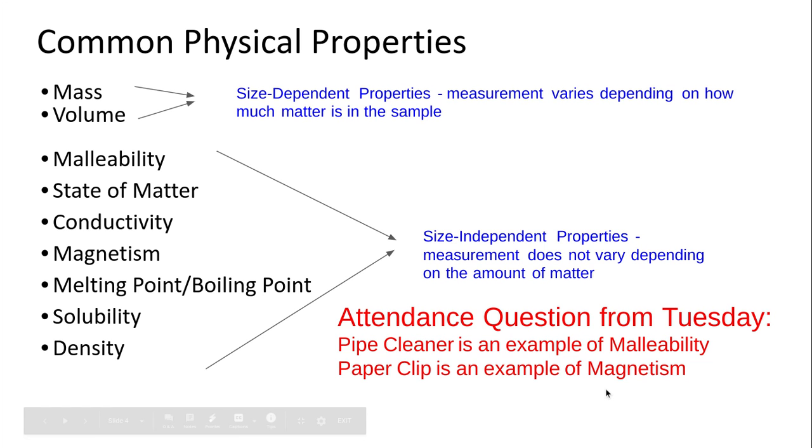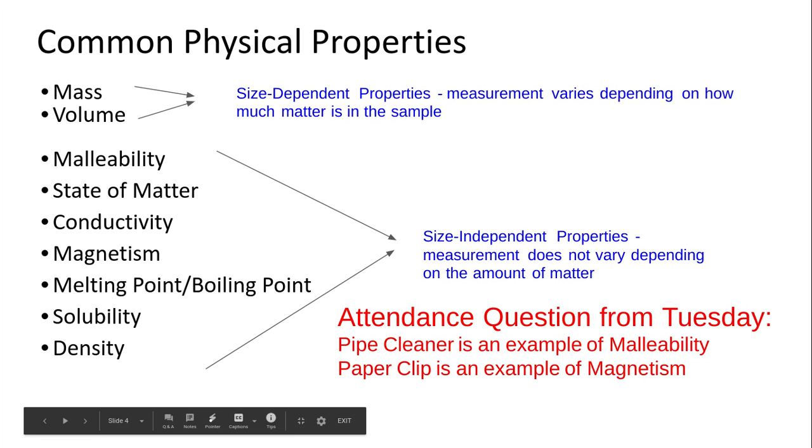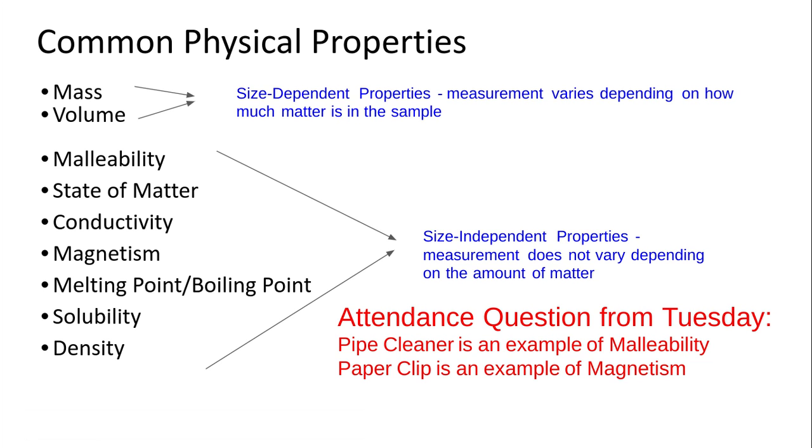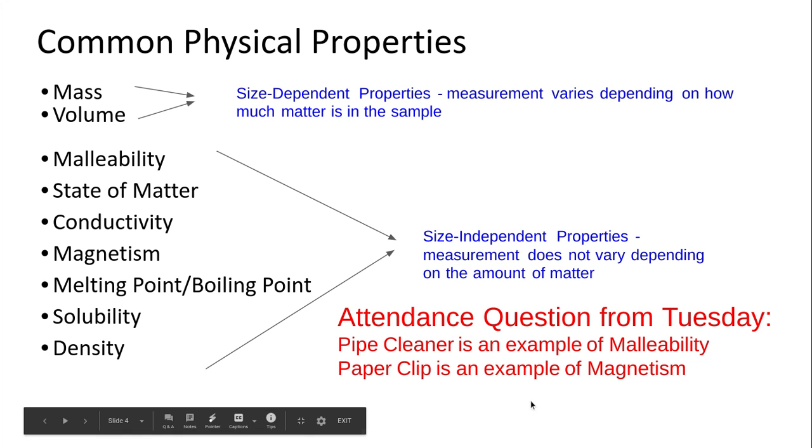Another question from your attendance question on Tuesday was a paperclip. And which physical property did the paperclip best represent? And the paperclip is magnetic. So if you took a magnet, it would pick up paperclips. So the paperclip was representing the physical property of magnetism.